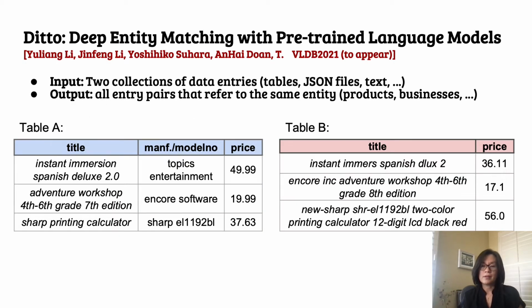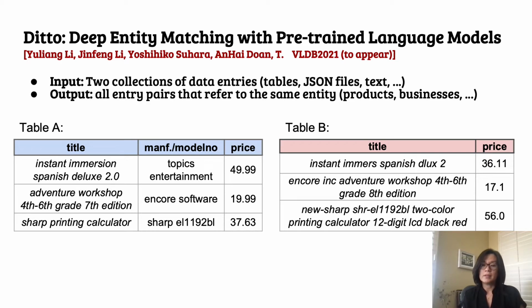In the next few slides, I'll walk through the system DITTO, which is an entity matching system built on pre-trained language models. This is joint work with Yuliang Li, Jinfeng Li, and Yoshi Suhara from Megagon Labs, and AnHai Doan from University of Wisconsin. This work is going to appear in VLDB this year in the Scalable Data Science track.